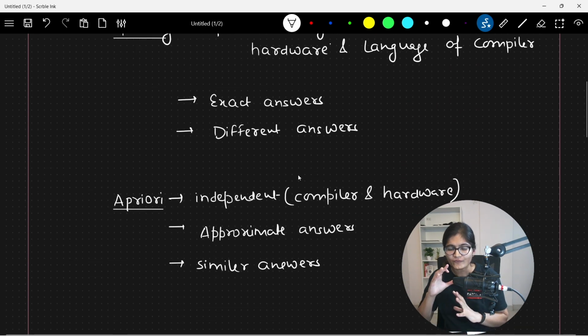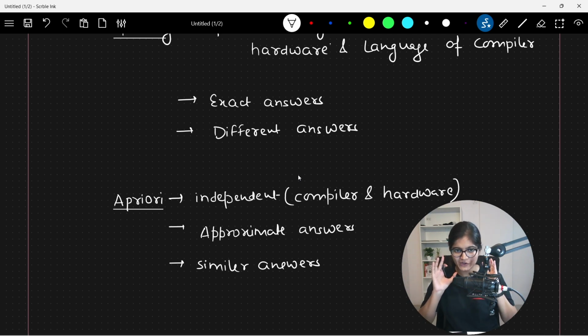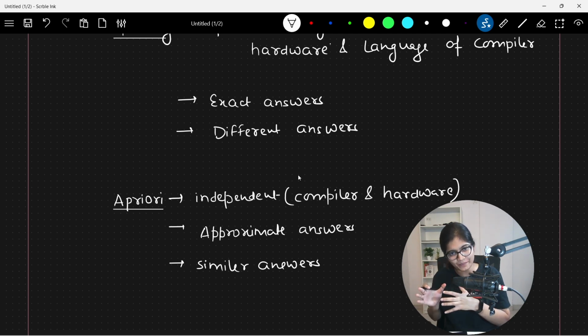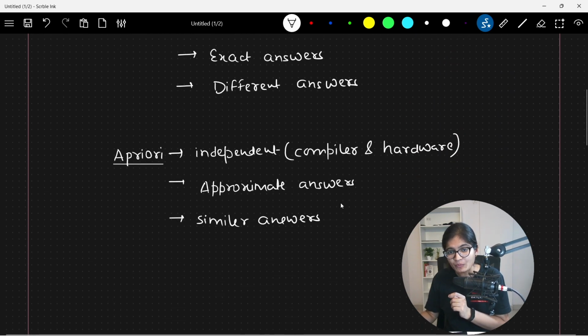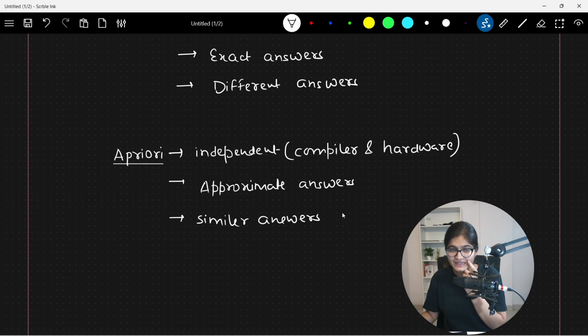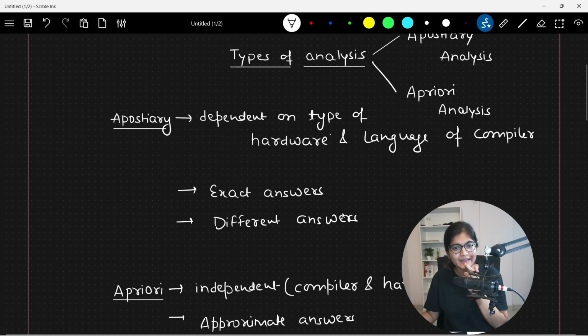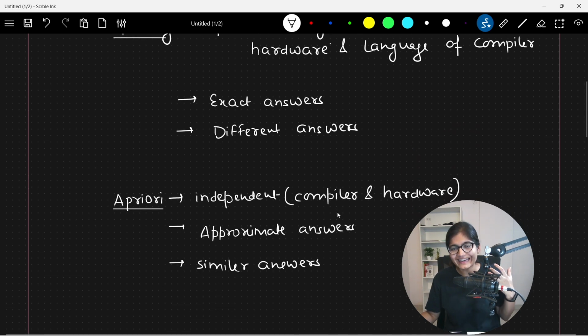Now, we got an understanding that we are having two different kinds of analysis. One is called a posteriori, another one is called a priori. When we talk about posteriori, it is somehow dependent on what kind of hardware I am using, what language of compiler do I have. But when we talk about priori, it is independent of both of these things, right? Secondly, we have seen that in case of posteriori, it is giving us the exact answers, whereas when we talk about priori, it is giving us approximate answers.